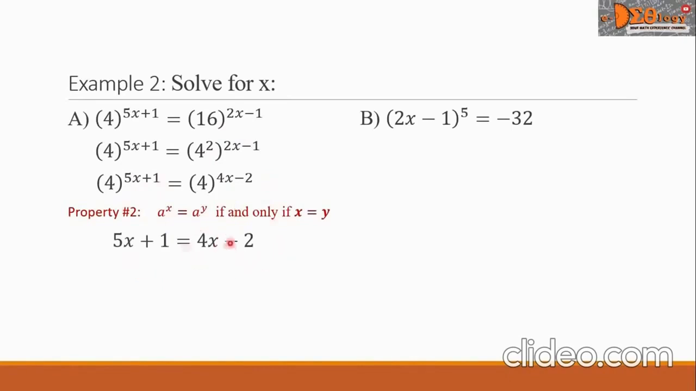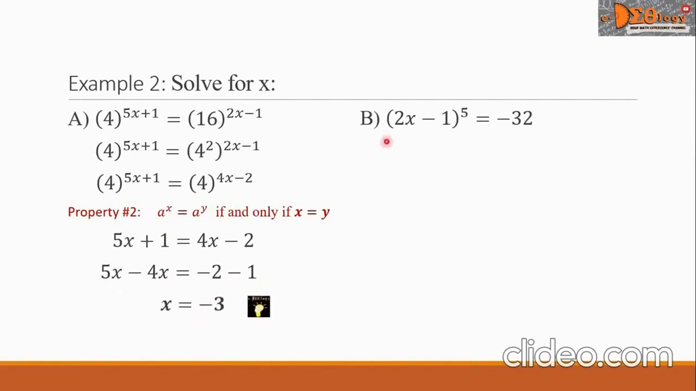The 4x on the right side, we will transpose on the left. Of course, the sign must be changed. Also, this plus 1, we will transpose on the right side. The sign will be changed. So, we have now 5x minus 4x equals negative 2 minus 1. To simplify further, the 5x minus 4x becomes x, and this is equal to negative 2 minus 1, which is negative 3.